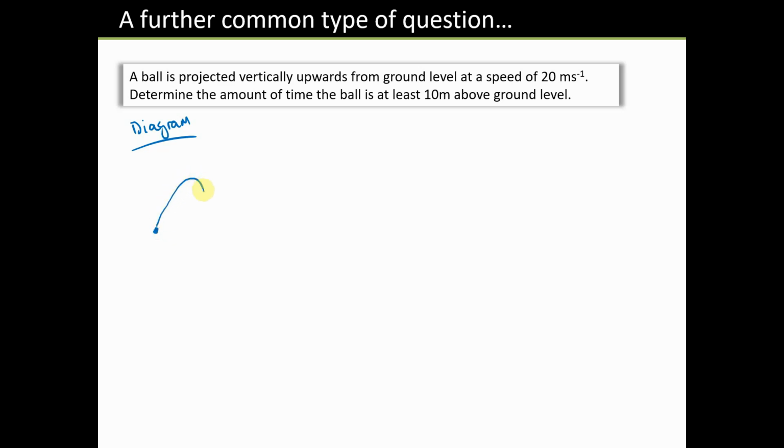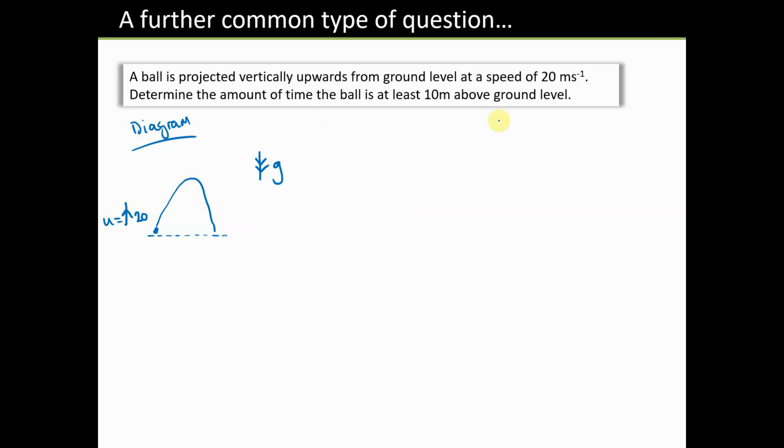So it's going up and it's going to reach back down to ground level. It's being shot up at an initial velocity of 20, so we'll say u equals 20 there. It's moving freely under gravity. It always is with these questions where you're going up or down. And we want to determine the amount of time the ball is at least 10 meters above the ground level.